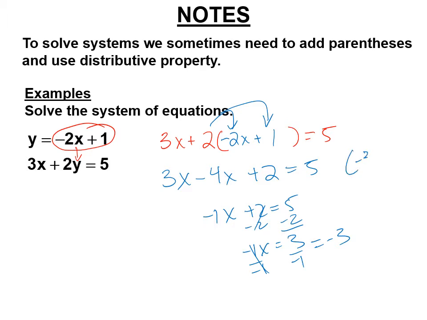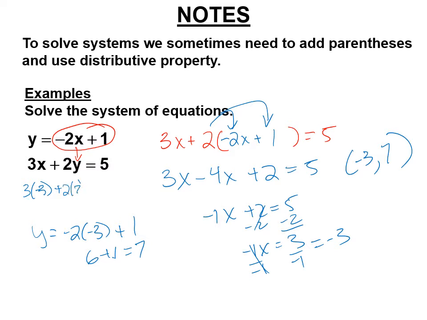That's the x coordinate where these two lines cross. I'm going to put it in the top equation. Negative 2 times negative 3 is positive 6 plus 1, which is 7. The point where those two lines intersect is negative 3, 7. And negative 3, 7 better work in the other equation as well. Let's see, that's negative 9 plus 14. Is that 5? Yes, it is. Okay, that's the solution.